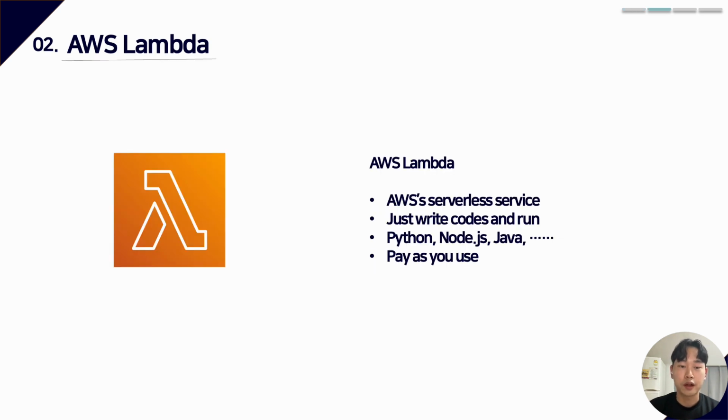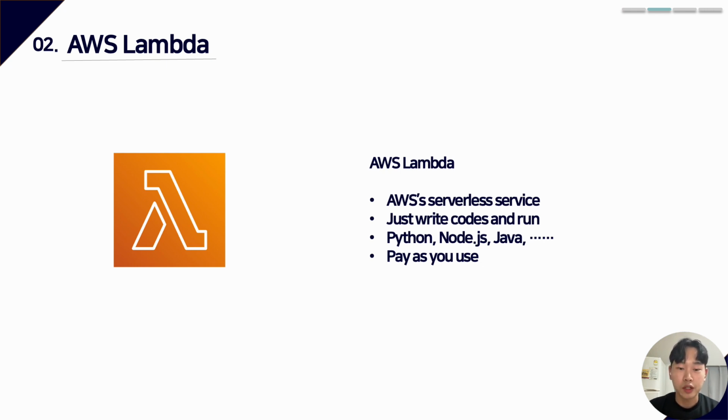In AWS, there is a serverless service called Lambda. With Lambda, you can write the code that needs to be executed, and when triggered, the written code will run. Lambda supports various programming languages such as Python, Node.js, Java, Ruby, and more.